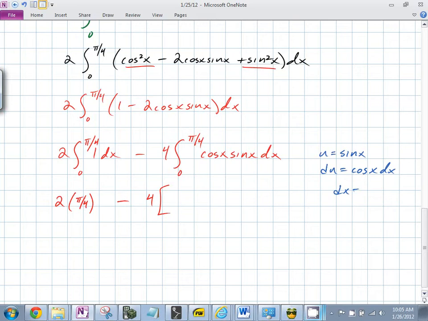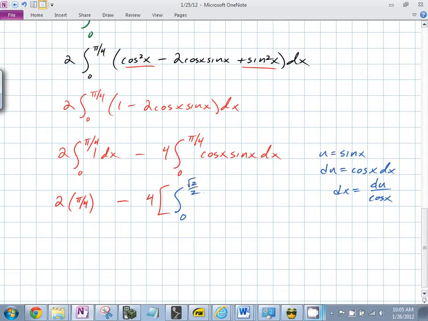You get du over cosine x. So when you sub this in, what do you end up with? The integral from what to what? What's sine of 0? 0. What's sine of pi over 4? Square root 2 over 2. You have to change the limits of integration, right? You can't keep it as 0 to pi over 4.